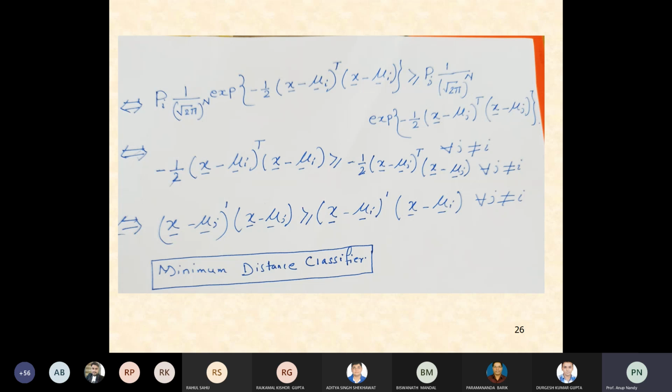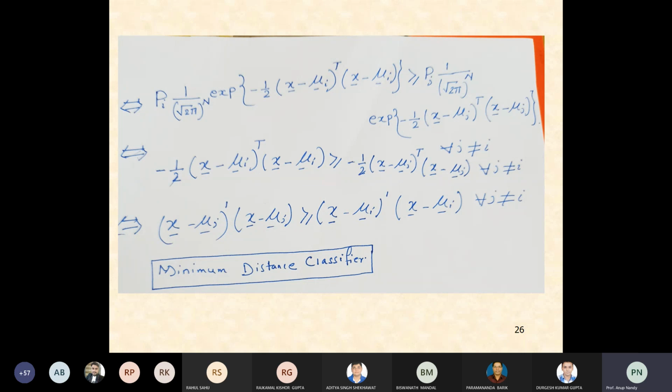So we are going to take the logarithm. Now log of exp of this thing. If you take the log, then what you are going to get is minus half, because logarithm is an increasing function. The logarithm is a monotonically increasing function, and if you use the log, the exponential will be removed.